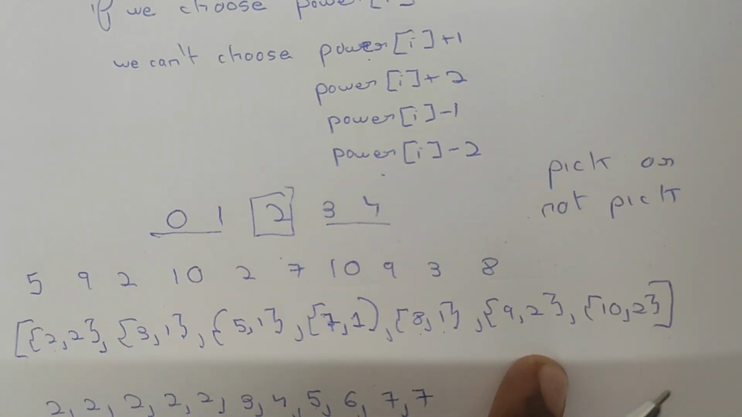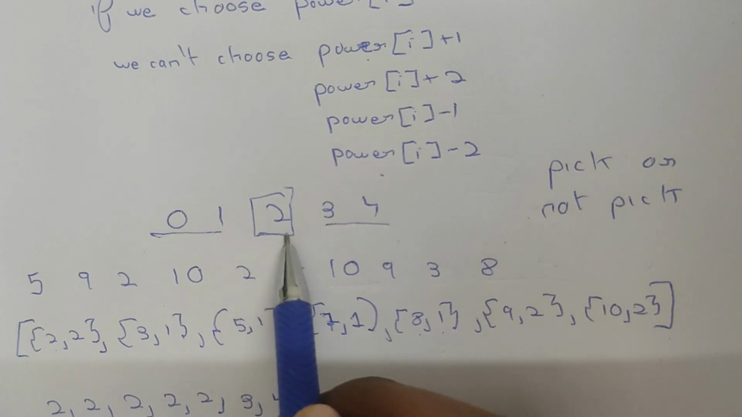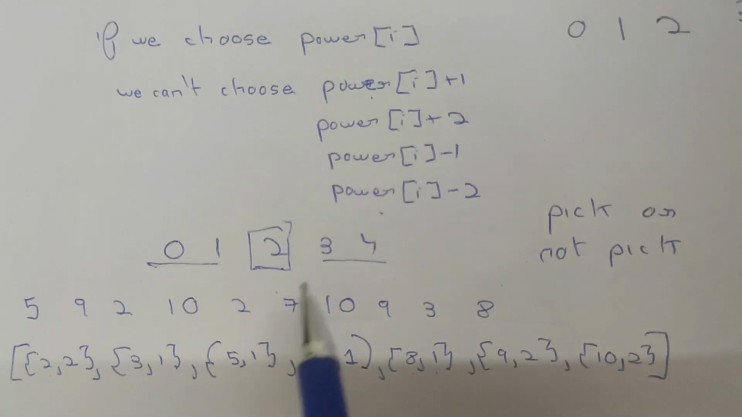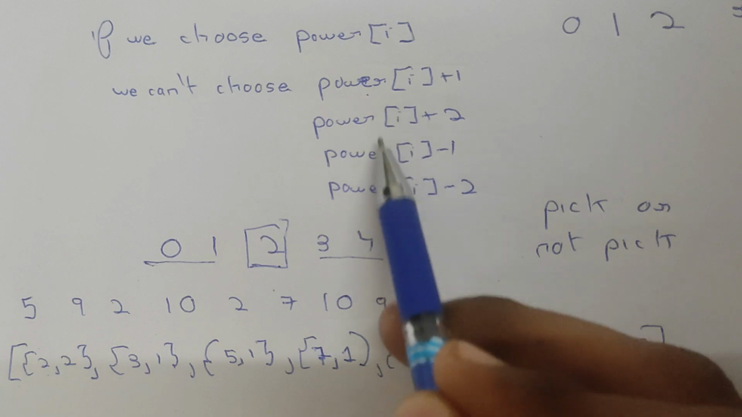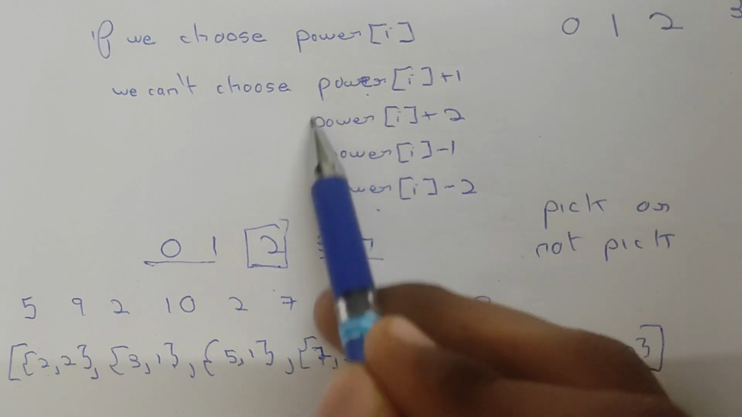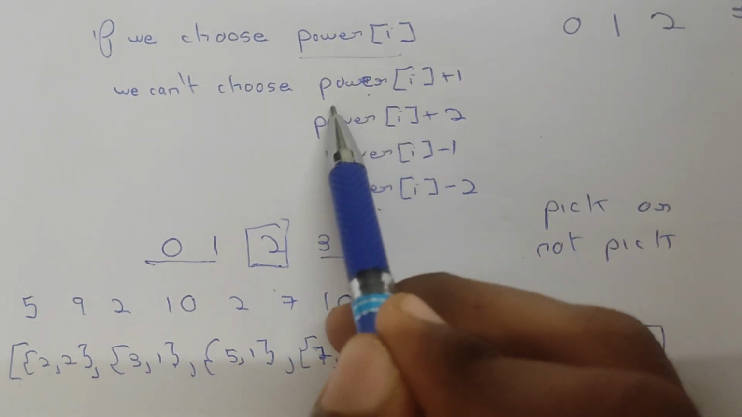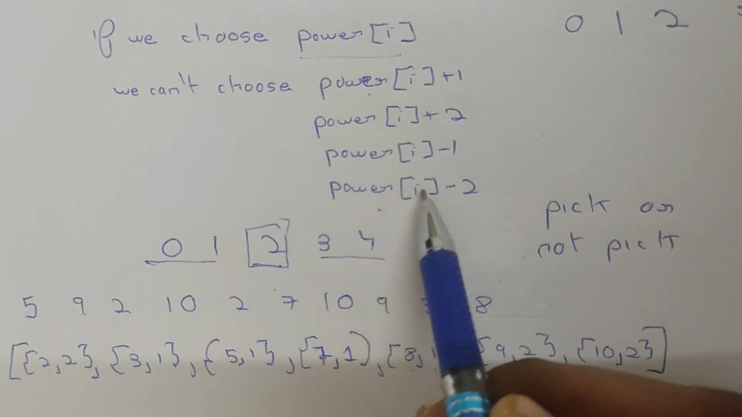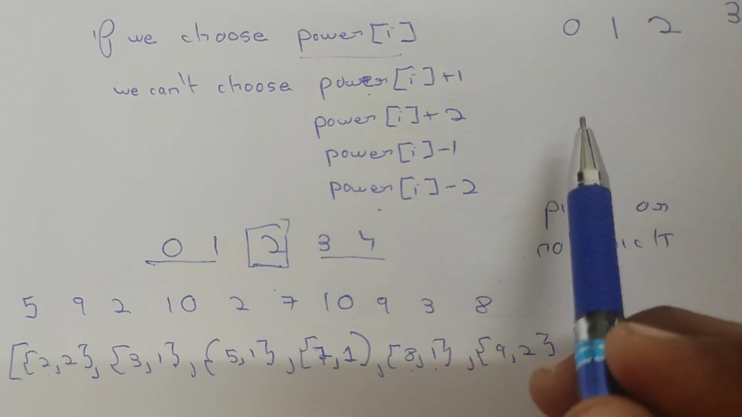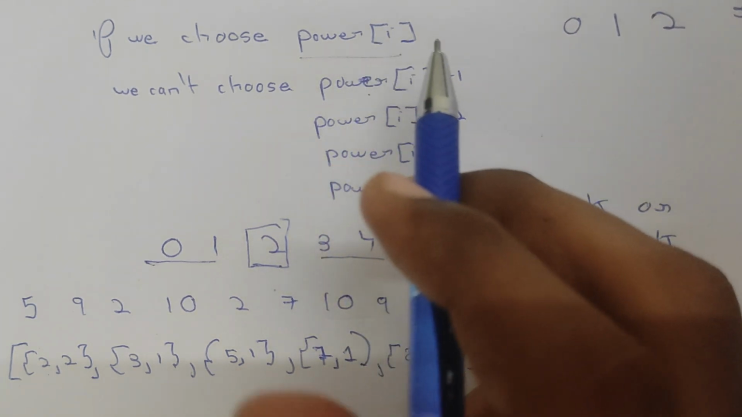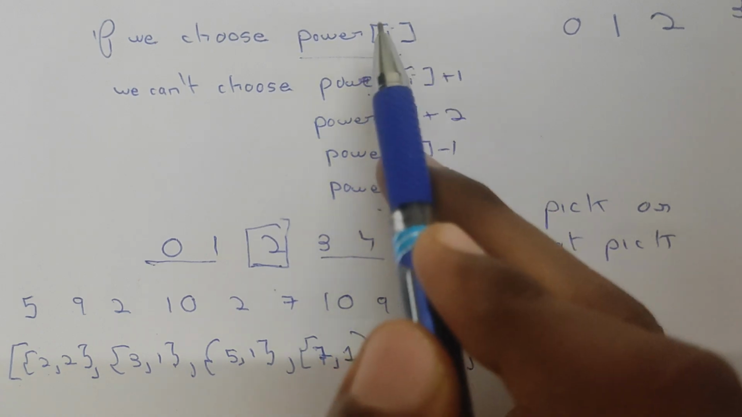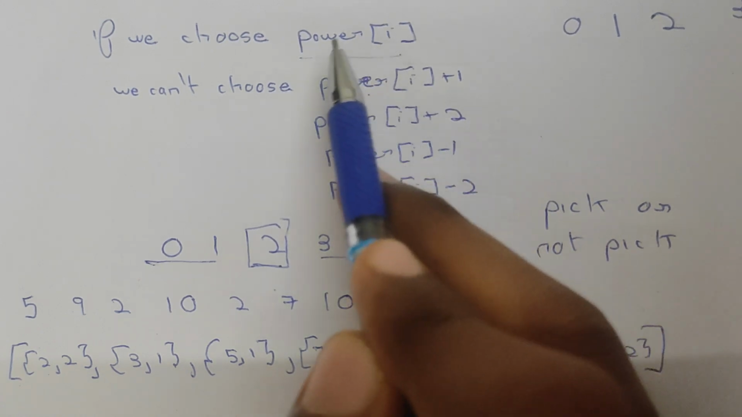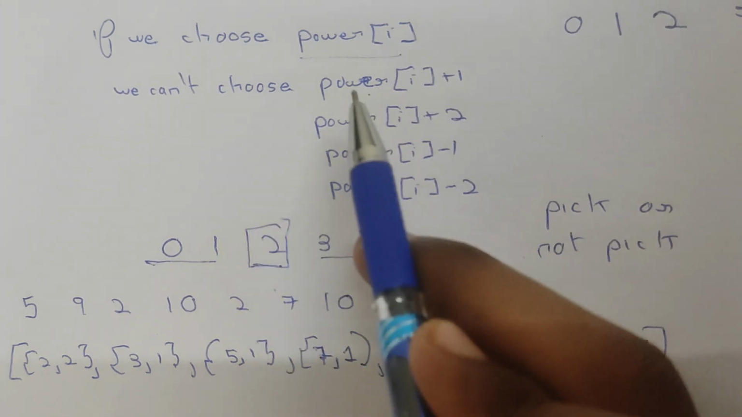Because when we choose a particular value, the only restriction is that we can't choose the values satisfying these conditions. So when we choose a particular power of I, we can't choose power of I plus 1, power of I plus 2, power of I minus 1 and power of I minus 2. So it doesn't form any restriction on the value that we already chose. If we choose power of I, it doesn't mean that we can't choose power of I again.